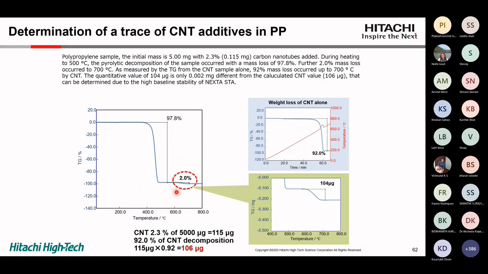But what is important is not the 97.8%, but how much carbon nanotube is there. And this carbon nanotube 2% is very accurately determined by using a TGA. You can see over here, the 2% corresponds to 104 microgram.